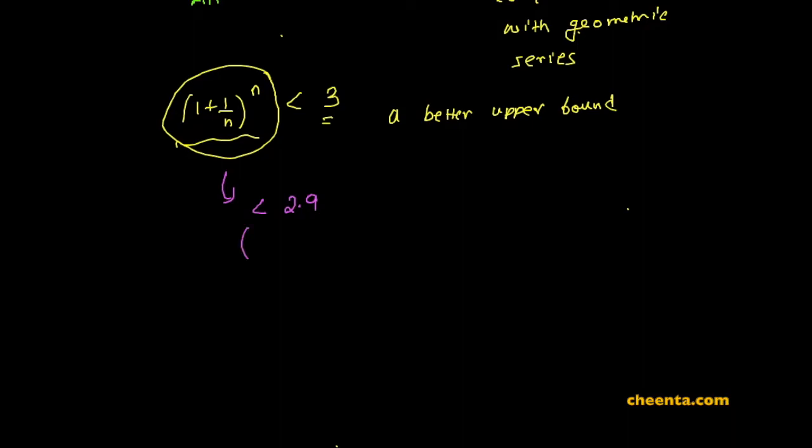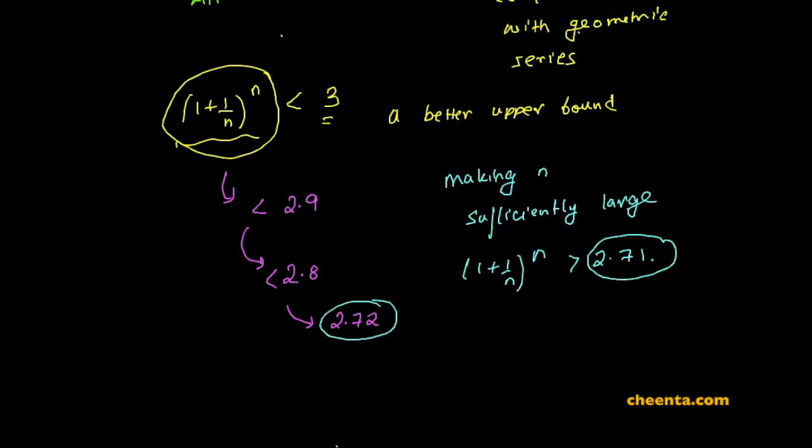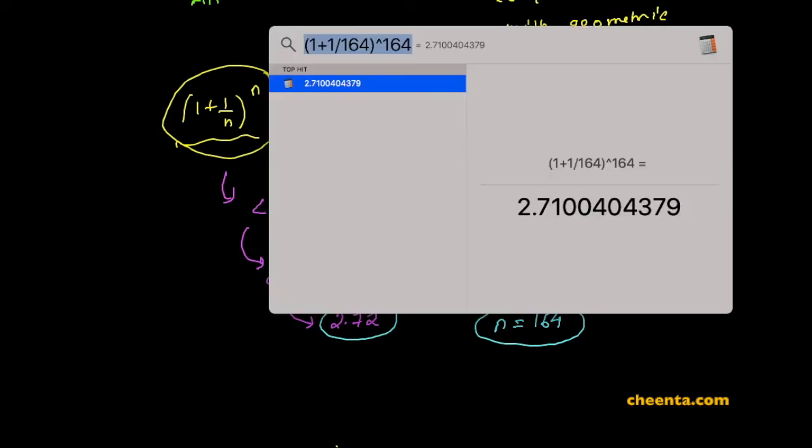And then a further investigation revealed that it's actually less than 2.8. Even more investigations reveal that you can make the upper bound better. So 2.72 was an upper bound of the terms of this sequence, and 2.71 was not. In fact, quite incredibly, if you check, n equals 164 is the first time this particular number makes the leap beyond 2.71. So for n equals 164, it goes beyond 2.71 for the first time. Anyway, this is just a fun fact.